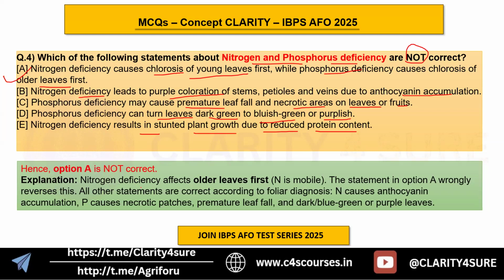Why? Because generally nitrogen deficiency affects the older leaves first, because as we discussed in the very first slide, nitrogen is a mobile element. The statement in option A wrongly reverses this. All the other options are correct according to foliar diagnosis, where nitrogen causes anthocyanin accumulation, and phosphorus causes necrotic patches, premature leaf fall, and dark to bluish green or purple leaf formation. So here we have discussed the foliar diagnosis as well.